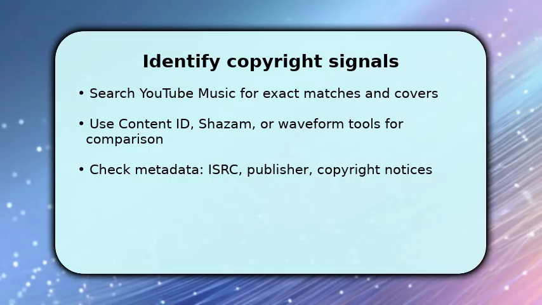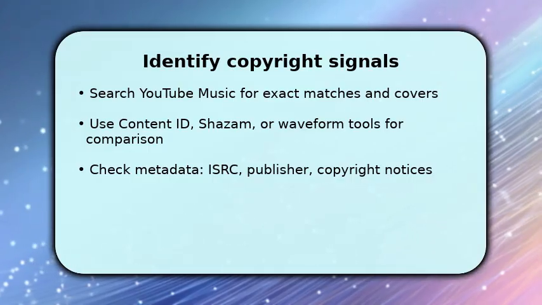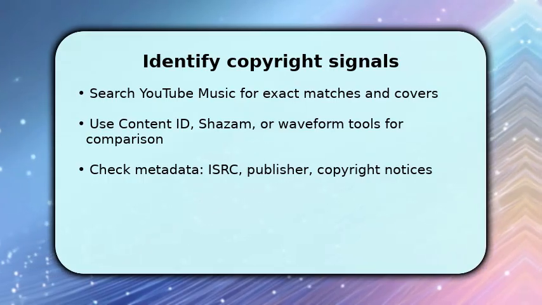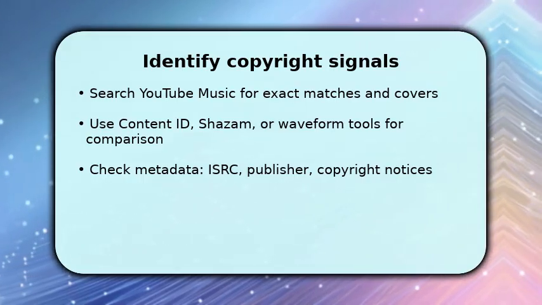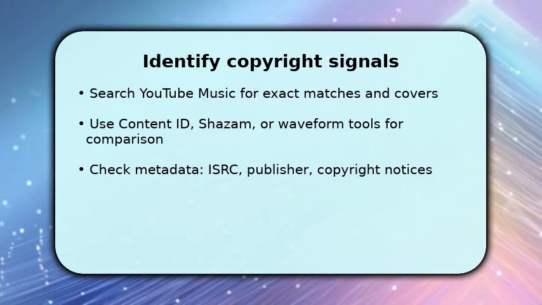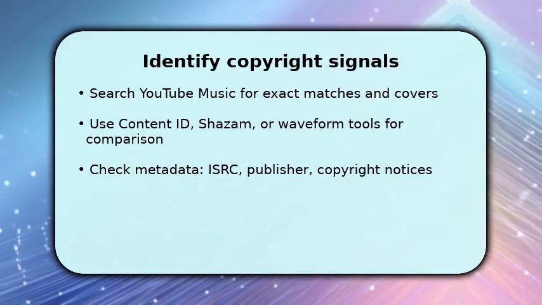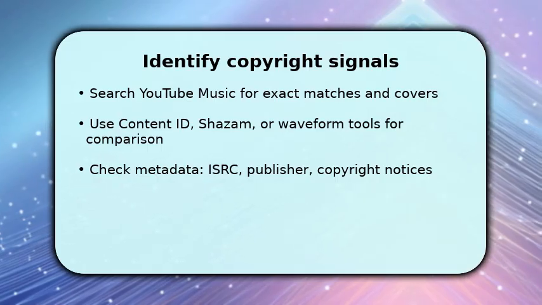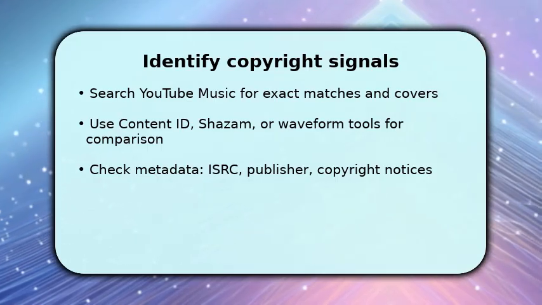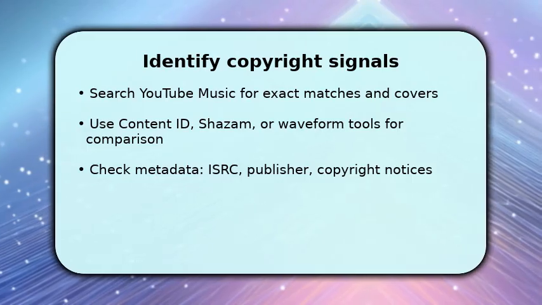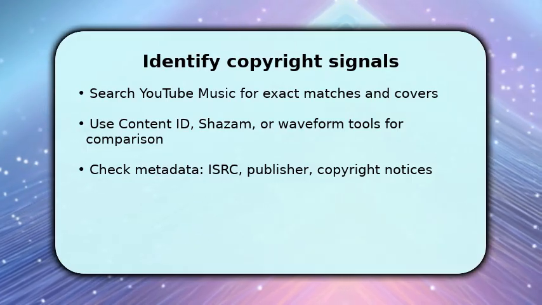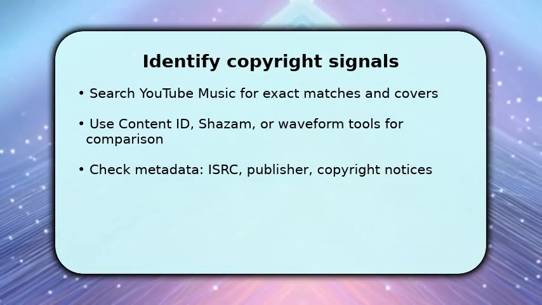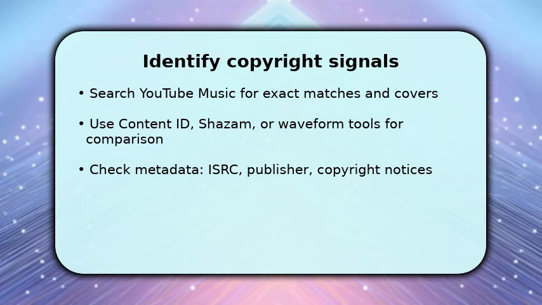Next, you identify copyright signals by searching YouTube Music for exact uploads, official channels, and cover versions. This shows probable ownership. Then, make direct comparisons. Run the file through Content ID if available, or use Shazam and waveform analyzers to confirm audio fingerprints. Also inspect metadata fields like SRC, publisher, and copyright statements because they often resolve ambiguous cases. Once you have matching evidence, document each result to support takedown disputes or usage requests.